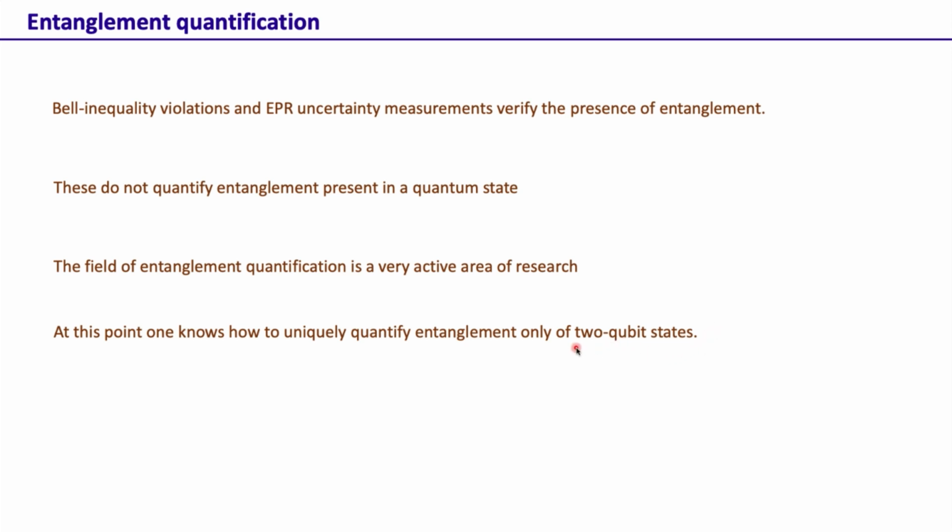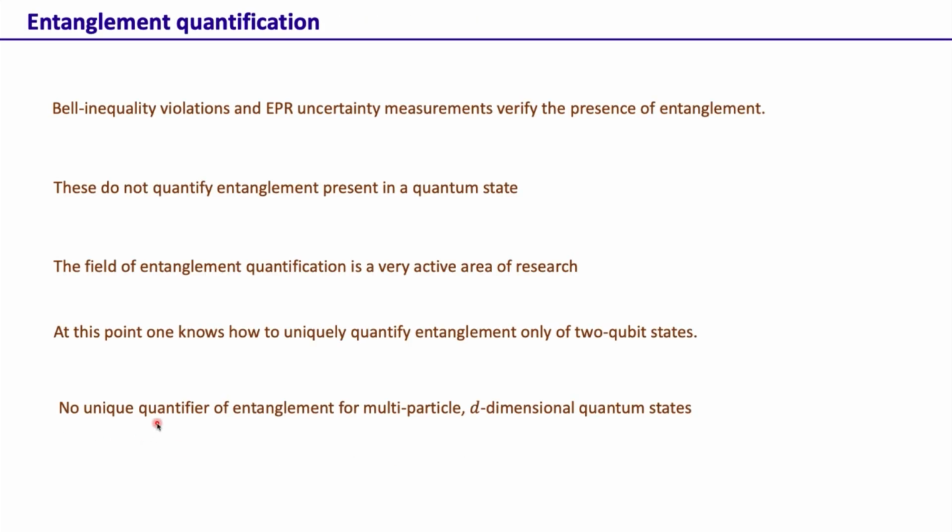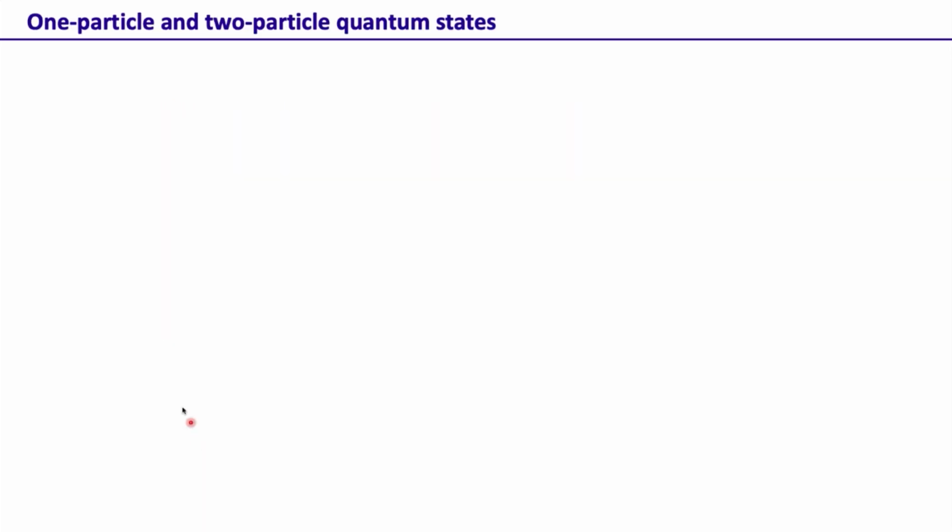So, as far as generic states are concerned, at this point one knows how to uniquely quantify entanglement only of 2-qubit states. There is no unique quantifier of entanglement for multi-particle d-dimensional quantum states. Now we'll get into what these entanglement quantifiers are and how to use them. But before that, I'll go through some basics of 1-particle and 2-particle quantum states, and then some math related to these states, so that we are familiar with the terms used in entanglement quantification.